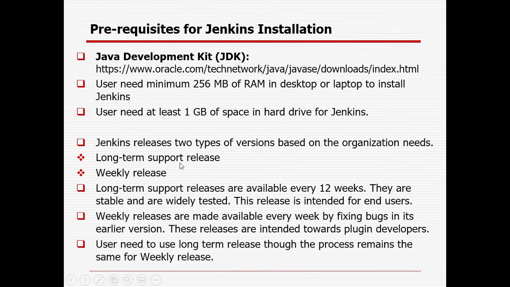So Jenkins releases two types of versions based on the organization's needs. One is the long term support release and the other is the weekly release. Long term support releases are available every 12 weeks. They are stable and widely tested. This release is intended for the end user, whereas weekly releases are made available every week for fixing bugs in the earlier version. Also, these releases are intended towards the plugin developer.